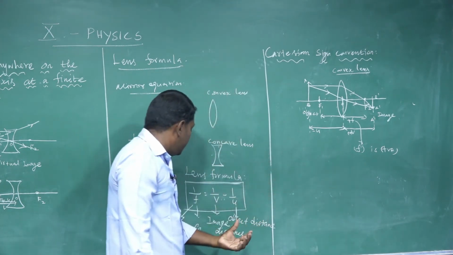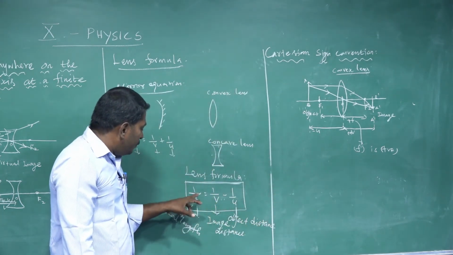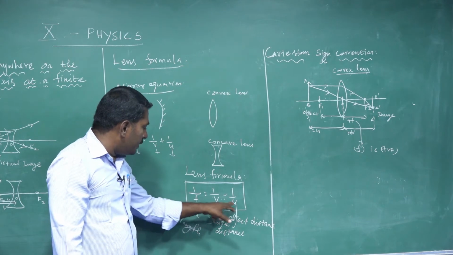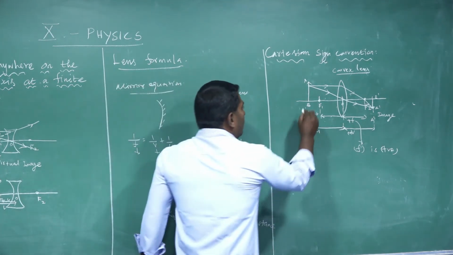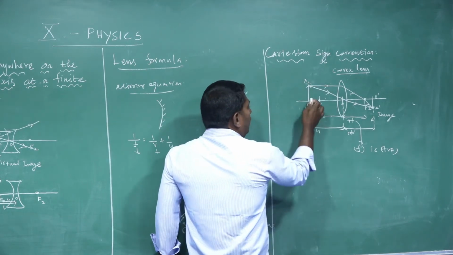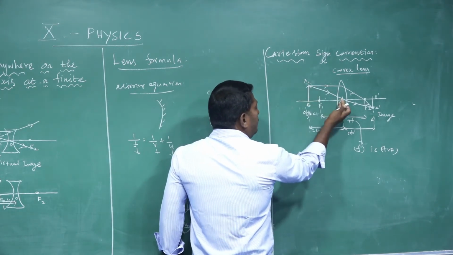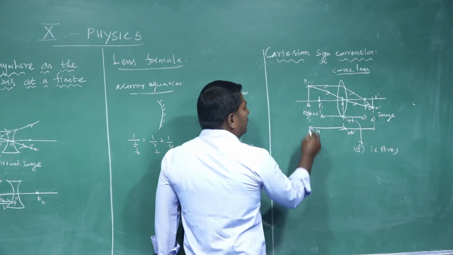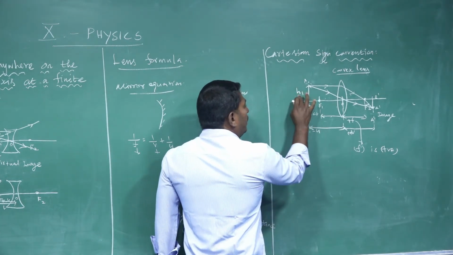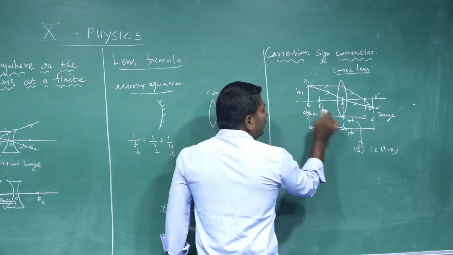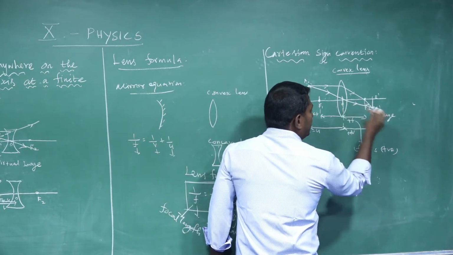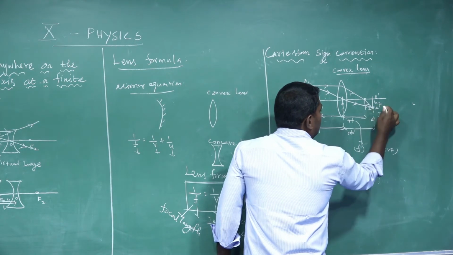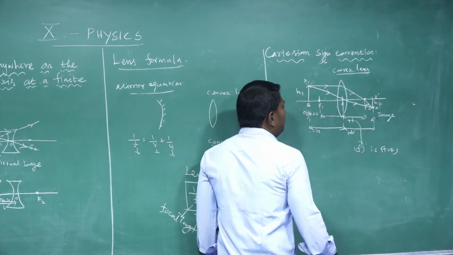We apply the lens formula. We get focal length of the spherical lenses, object distance, and the image distance. Then AB is an object which is placed on one side of the convex lens. H1 is the height of the object. A prime, B prime is the image formed by a convex lens on the other side. The height of the image is H2.